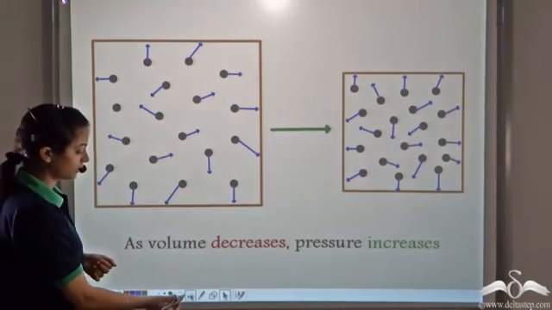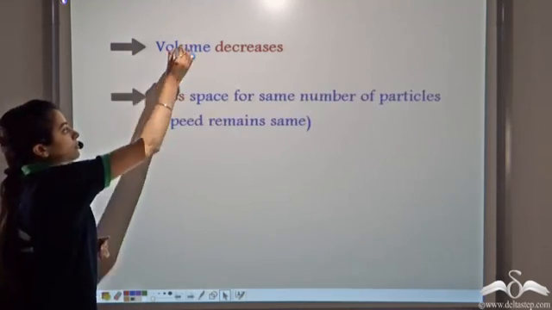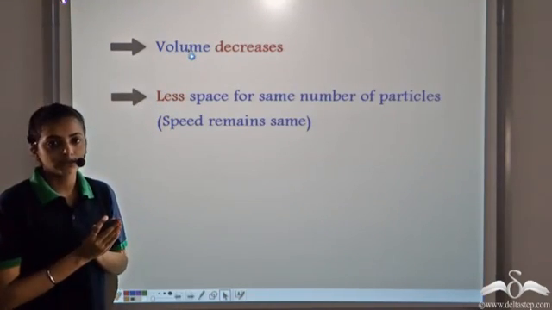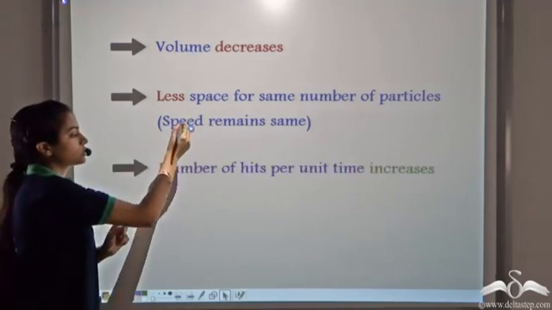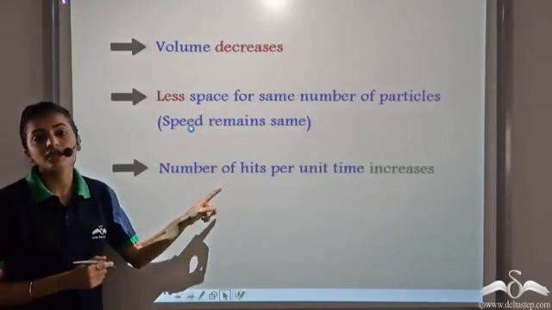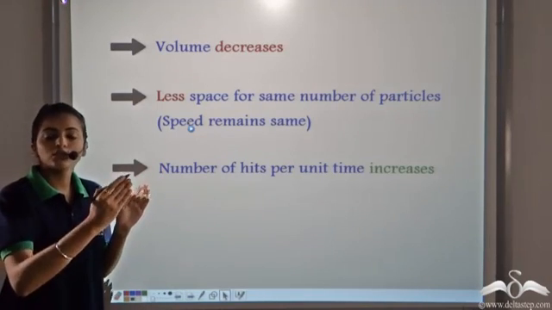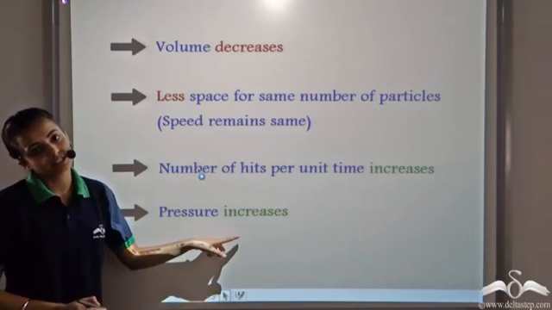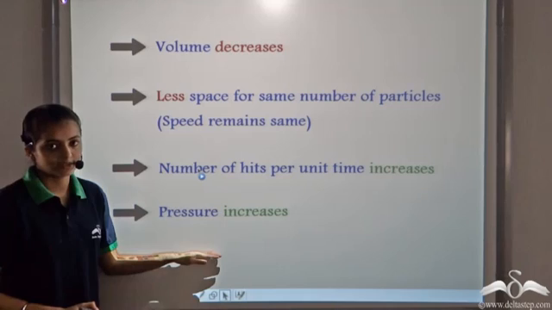Let's recall what happens. As the volume of the container decreases, there is less space for the same number of particles. And since the particles are moving with the same speed, the number of hits per unit time increases. Since now the space has decreased, the particles collide with the walls more, and so the pressure of the particles increases. So as the volume decreases, the pressure increases.